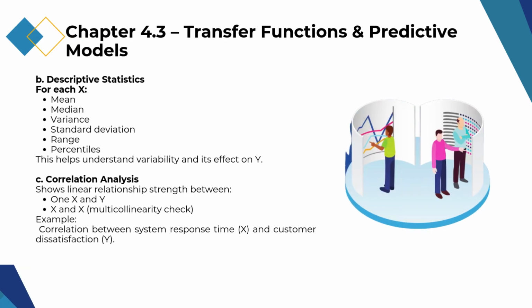This slide explains descriptive and correlation analysis. Descriptive statistics like mean, median, variance, standard deviation, range, and percentiles help understand input variability and its effect on y. Correlation analysis shows the strength of relationships between x and y and among x's, helping check multicollinearity, for example, system response time versus customer dissatisfaction.